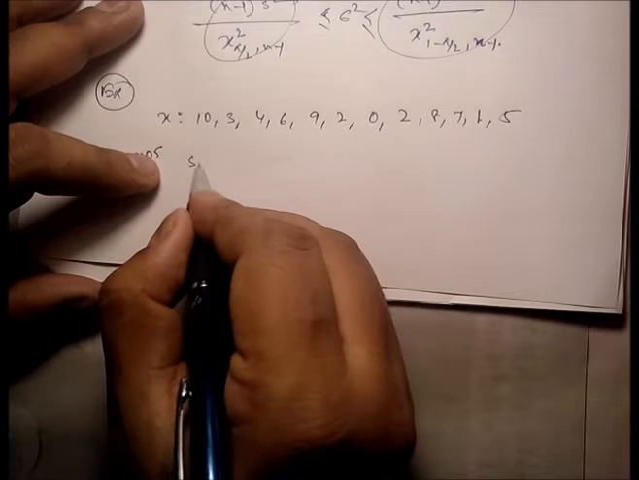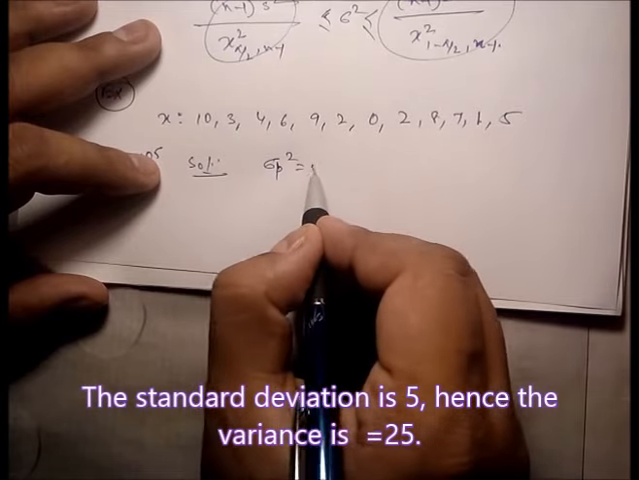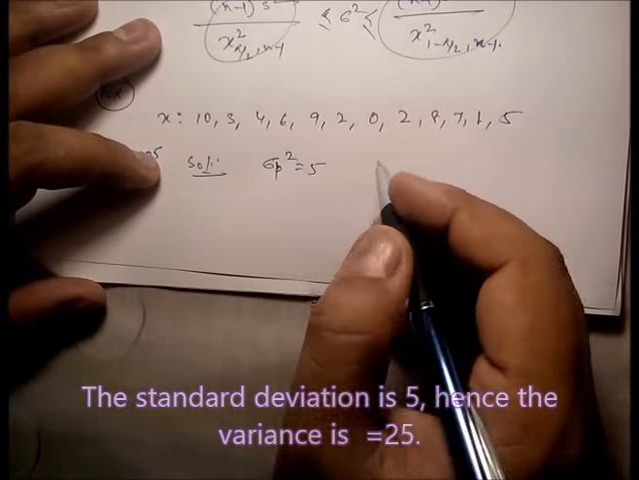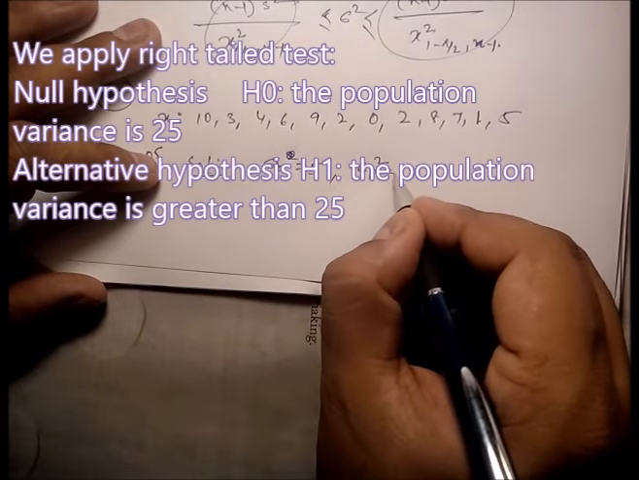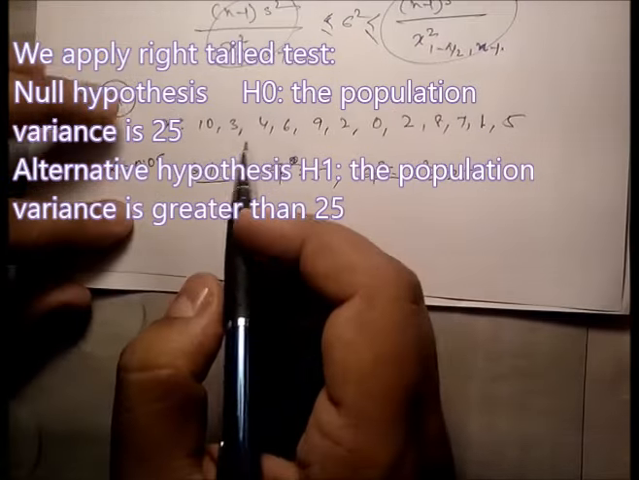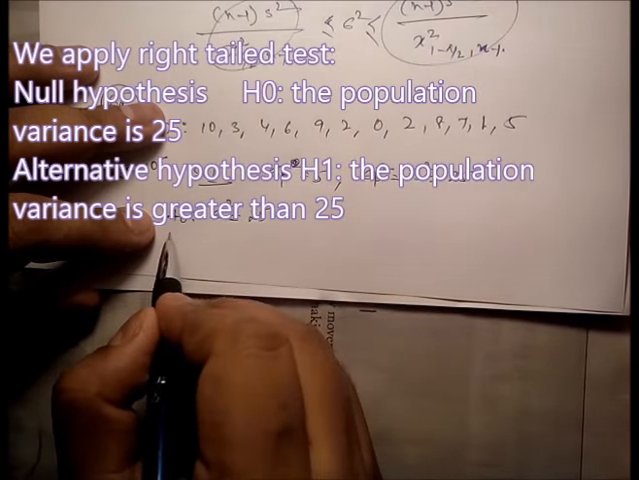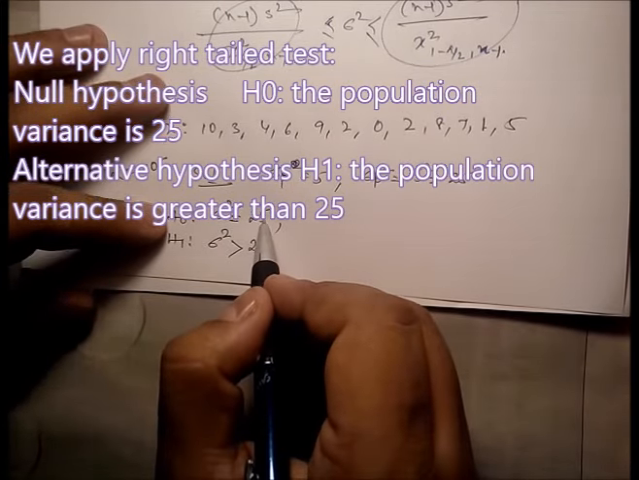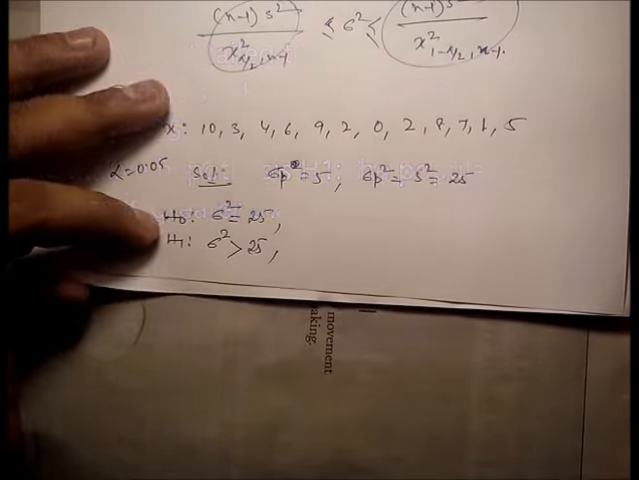Okay, now the solution. The assumed standard deviation is 5, hence sigma squared, the variance, is 5 squared, that is 25. Now we apply a right tail test here. So the null hypothesis is sigma squared is equal to 25, and the alternative is sigma squared is greater than 25. So H0 is the population variance is 25, and H1 is the population variance is greater than 25.